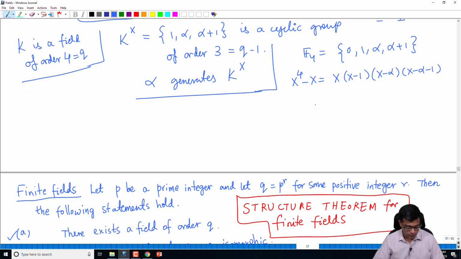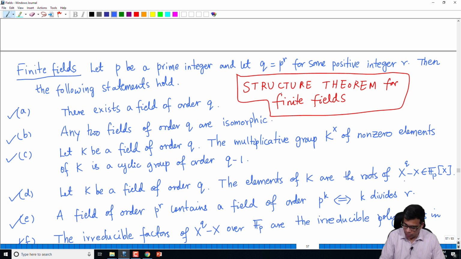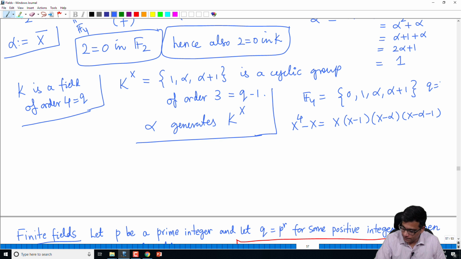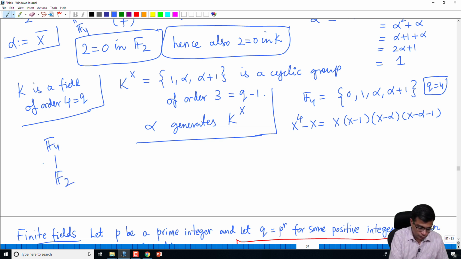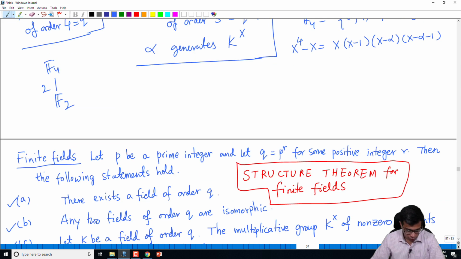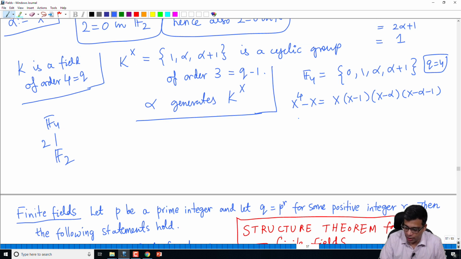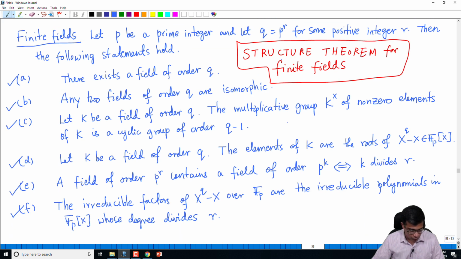Every element of F4, by this part D here, is a root of x power q minus x. In this case, q is 4. So it's a root of x power 4 minus x. It has 4 distinct roots we observed in the proof, and the 4 distinct roots are these. And if you try to draw the extension diagram, it is degree 2. There is nothing in between. So the statement about subfields does not apply here, but if you take the statements about irreducible factors, we can say something interesting.